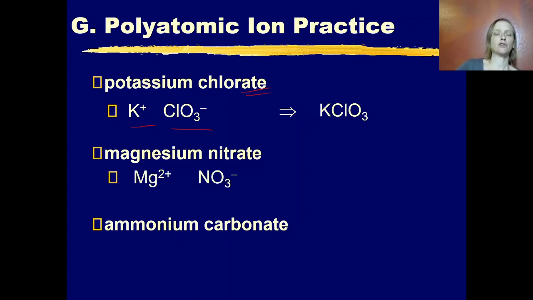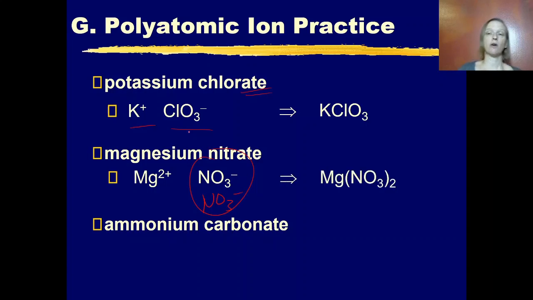For magnesium nitrate, we have magnesium ions with a charge of +2, nitrate ions with a charge of -1. So I need more negative ions. I need a second nitrate ion. So this formula will need parentheses because I have 2 nitrate ions. And the correct formula is Mg(NO3)2.